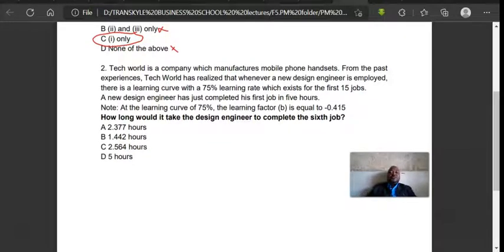Okay, question 2. TechWorld is a company which manufactures mobile phone handsets. From past experience, TechWorld has realized that whenever a new design engineer is employed, there is a learning curve with a 75% learning rate, which exists for the first 15 jobs. A new design engineer has just completed his first job in 5 hours.